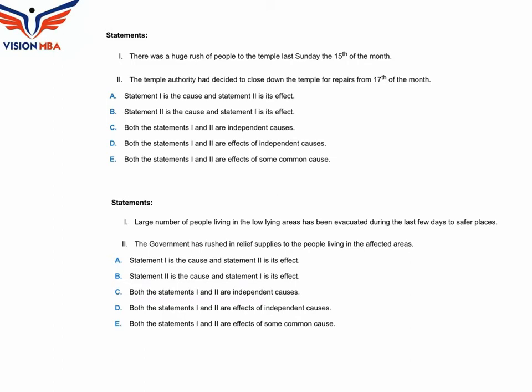There was a huge rush of people to the temple last Sunday, the 15th of the month. The temple authority had decided to close down the temple for repairs from the 17th of the month. Now again, I want you guys to pause the presentation here, read these two statements and try to find the answer on your own. I'm pretty sure at least 50% of the students will find the answer. And if you're not getting the answer, maybe you haven't listened to the first part of this presentation, cause and effect. So make sure that you do that and then you come on to this. Things will definitely make sense, guys. So now please pause it and go through it.